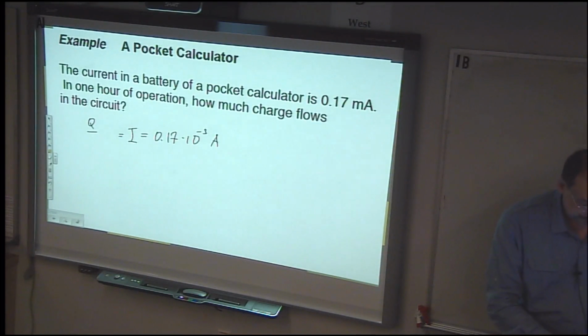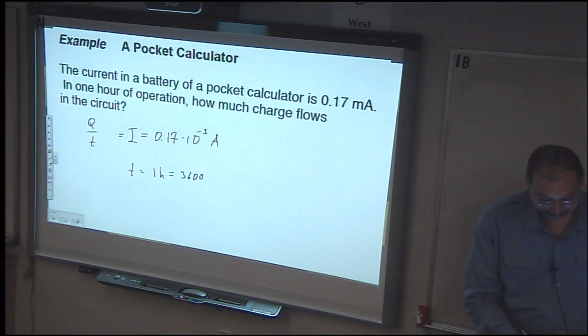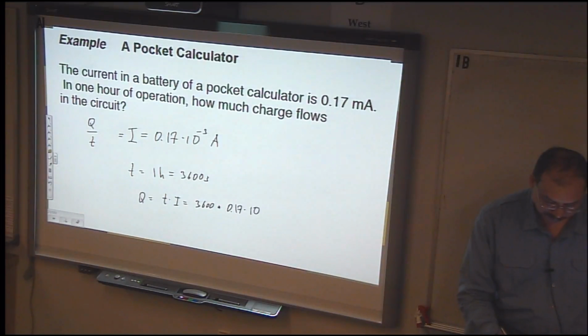And on the other hand, that should be equal to total charge traveling over a certain period of time. What is the period of time? 1 hour. What is wrong with that number? It's not in seconds. So we'll only need to convert time into seconds, and solve it for the charge. Time times current: 3600 times 0.17 times 10 to the negative 3. That's supposed to be coulombs.